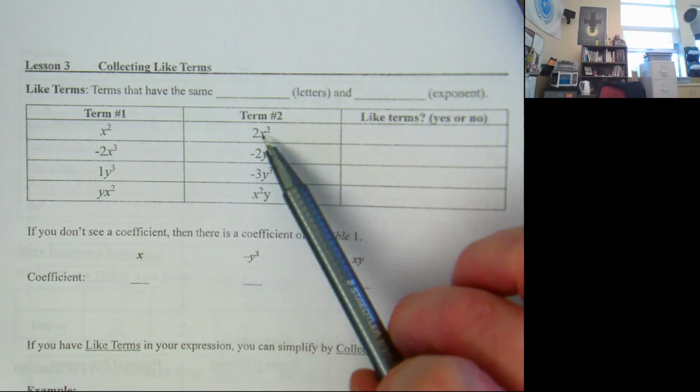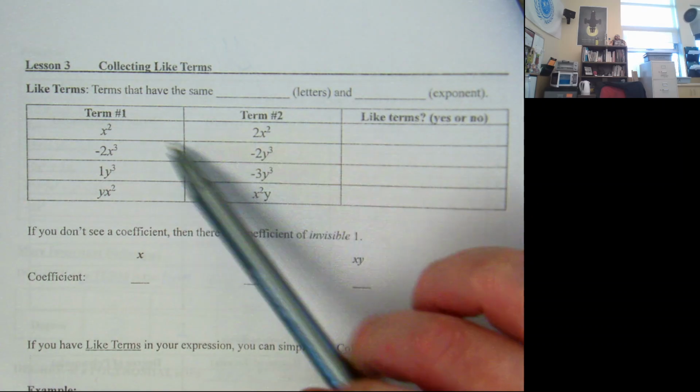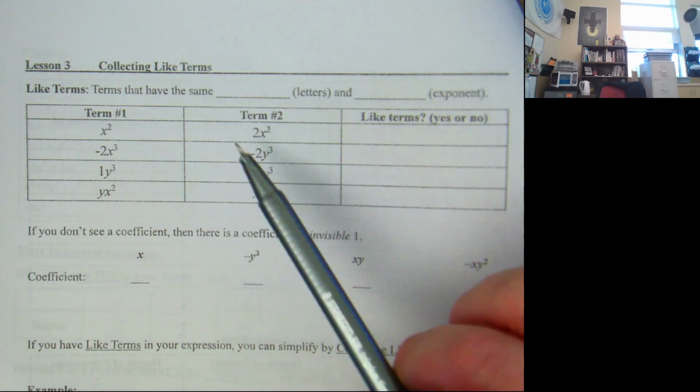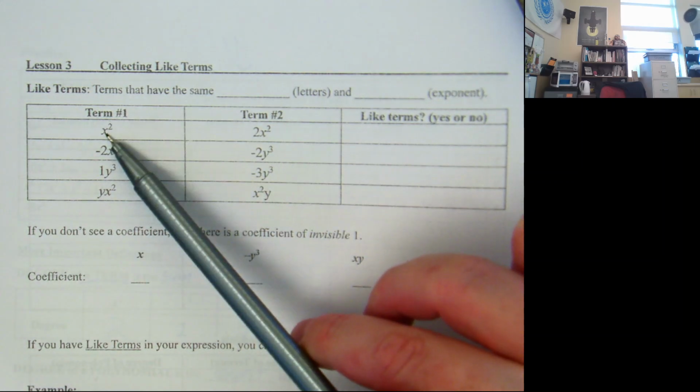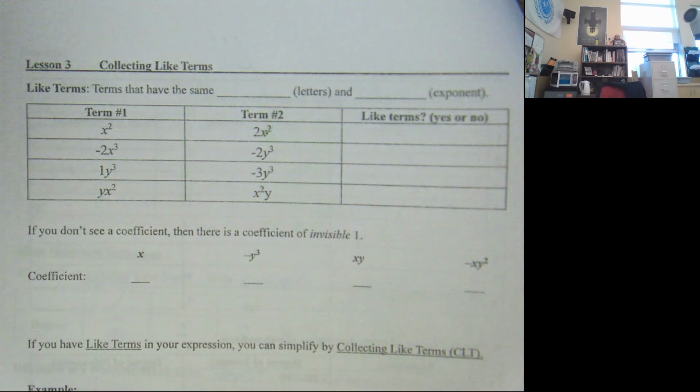2x times x2. And the 2 has an x2, so is that like a equal? So you're saying this one is an x squared and this one's an x squared? Yes, that is a like term.